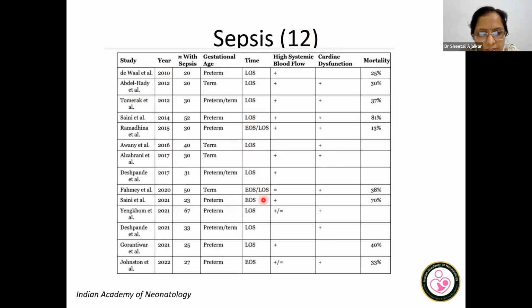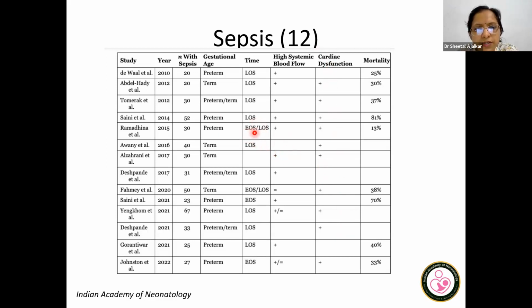Late onset sepsis as well as early onset sepsis cases they have included, and maximum of the studies are showing that sepsis is usually associated with high systemic blood flow, and cardiac dysfunction is very much common. So high systemic blood flow and cardiac dysfunction, these are the two pathophysiological hemodynamic compromises which can be seen in sepsis in early as well as late onset.